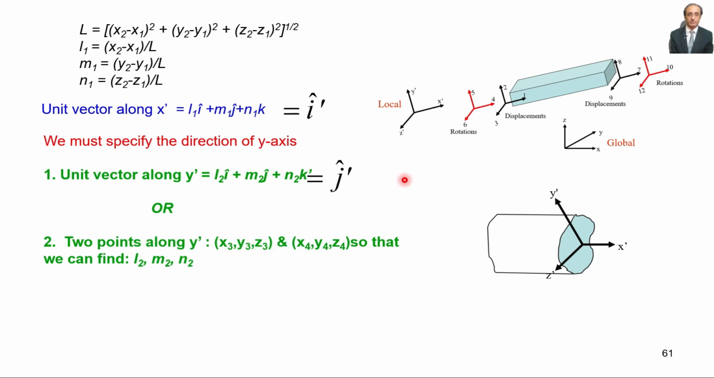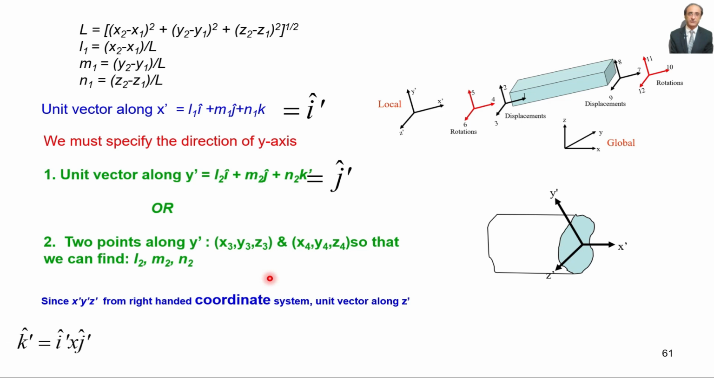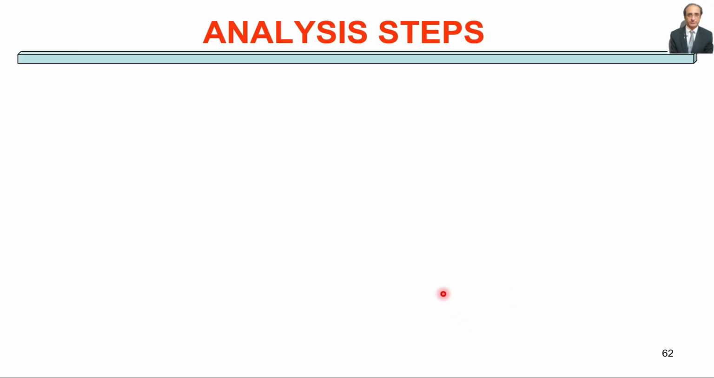So now we have the direction cosines of both the local x-axis and the local y-axis. Once this information is there, the right-handed system will work, and using the vector product, the direction cosines of the local z-axis can be worked out. Now, whether it's 2D or 3D, how do we analyze our building?